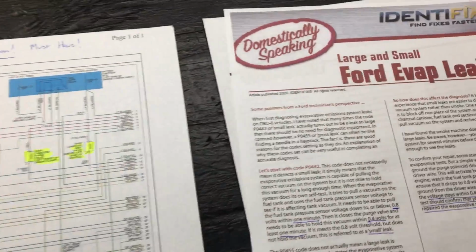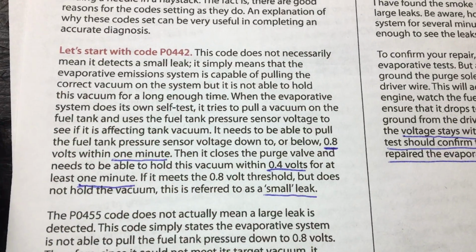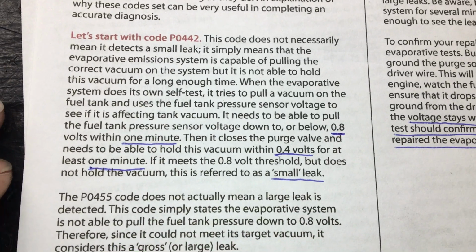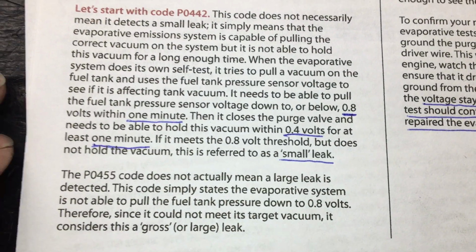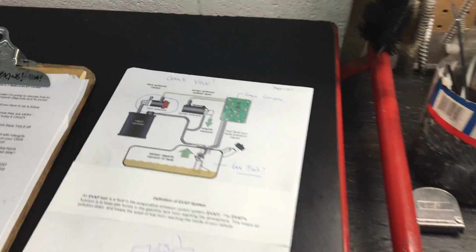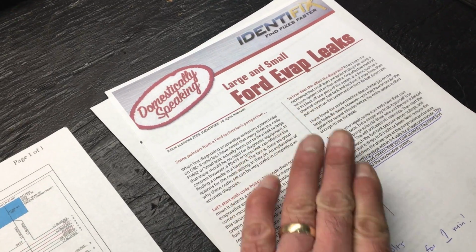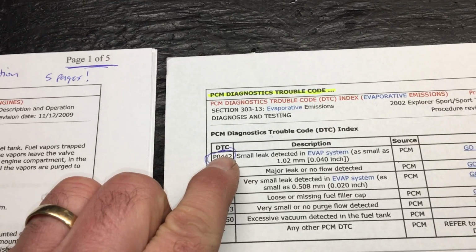We're talking, thank you Identifix for this article, you guys are awesome, 0.8 to 0.4 volts, yikes. That's small. So, long story short, I used this article to find out exactly how the system works and what the code sets. I used this to find out what the computer was complaining about.